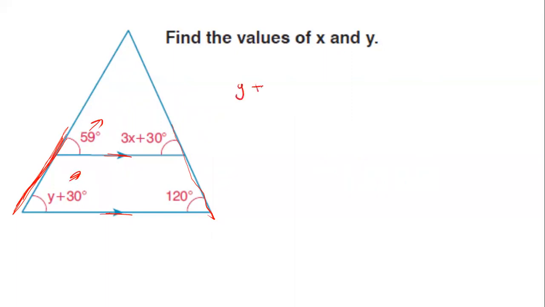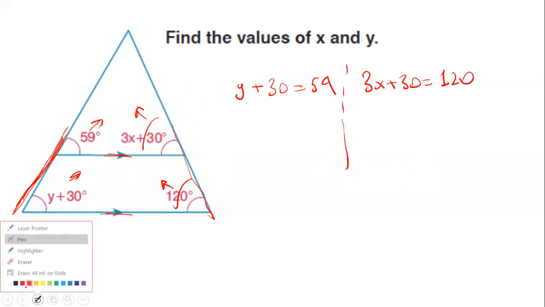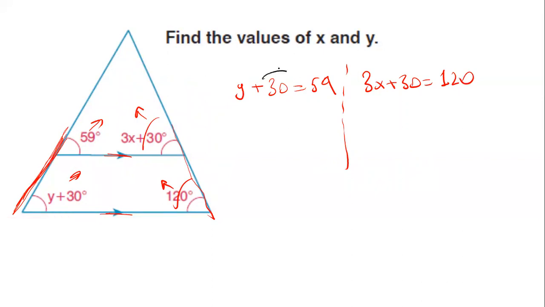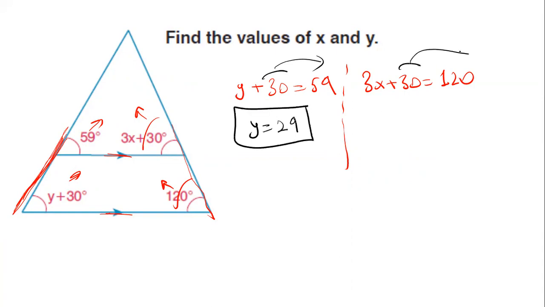This means y plus 30 equals 59. And then the same story for this one too. These and these angles are the same. 3x plus 30 equals 120. And then you leave the unknown alone for both of them. This to the subtraction, y is going to be 29. This to the subtraction, that's going to be 3x equals 90, and then this to the division, x is going to be 30.